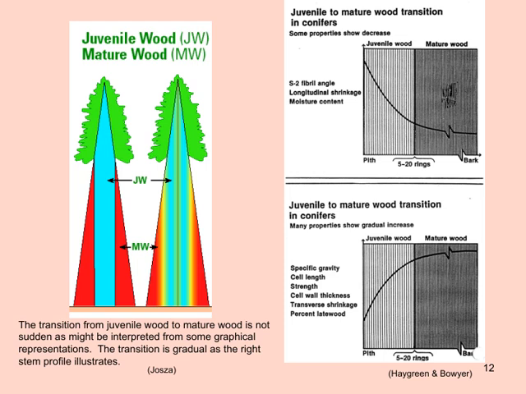Now, some graphs might make you think this change happens abruptly, but that's not really the case. The transition is actually quite gradual. If you look at the right stem profile here, it clearly shows how this change occurs smoothly over time. This is important because understanding that the shift isn't sudden helps us better appreciate how wood properties evolve as the tree matures. It also connects to the overall theme of how biological development influences wood quality and characteristics.